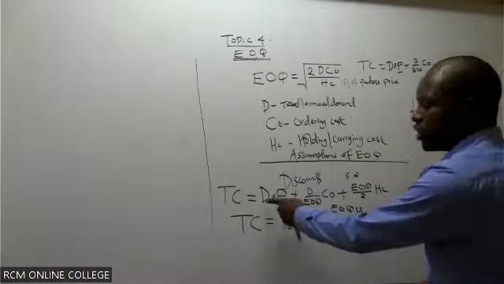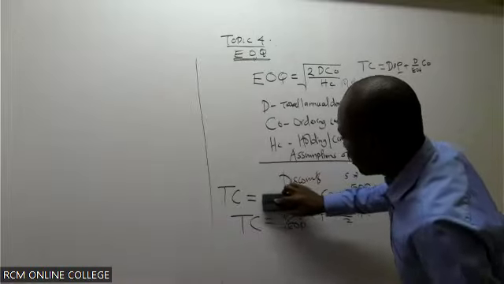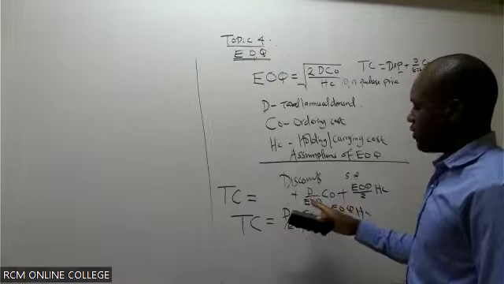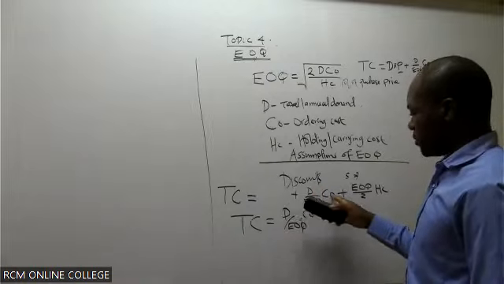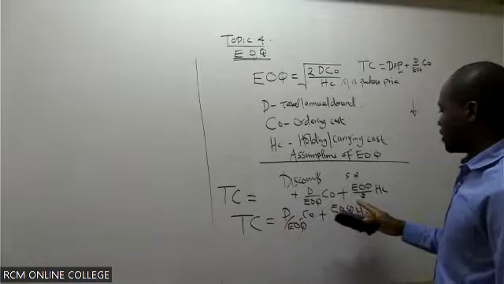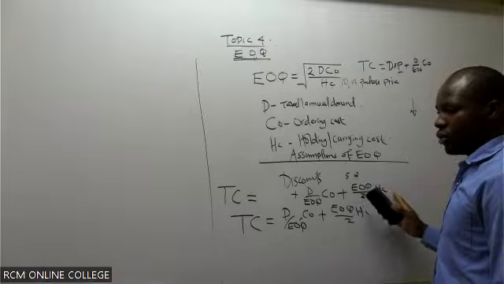questions, the examiner will not give you this. So what are we doing? We are basically deleting this one here. So our total cost is equal to demand divided by economic order quantity times ordering cost, which is this. Then we add economic order quantity divided by 2 multiplied by holding cost.